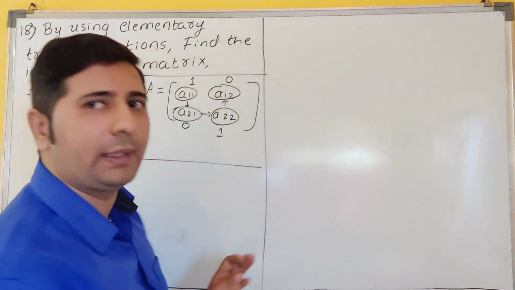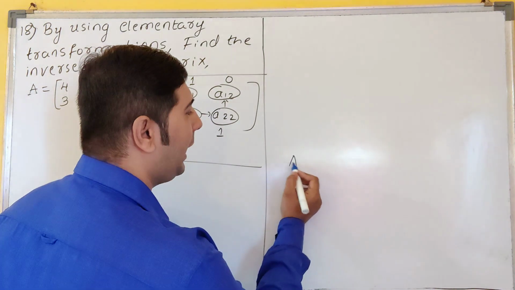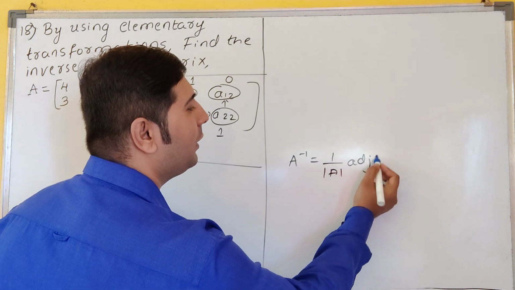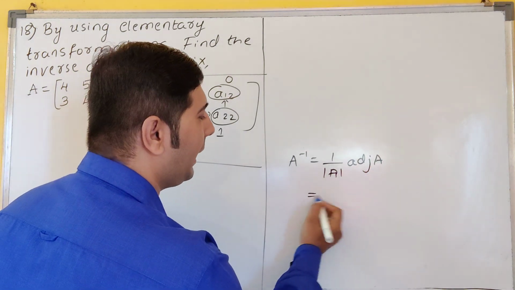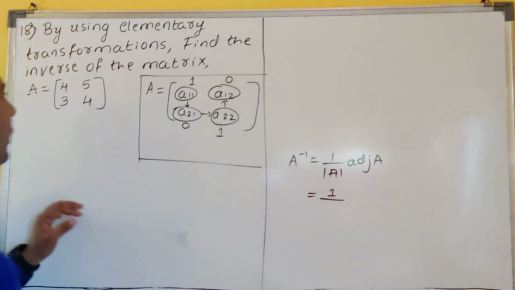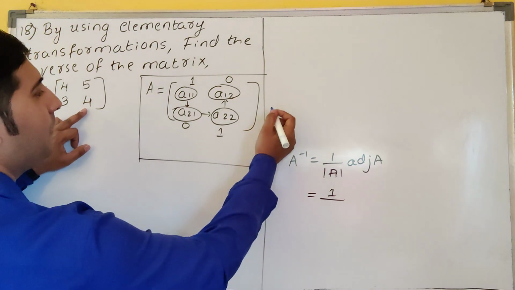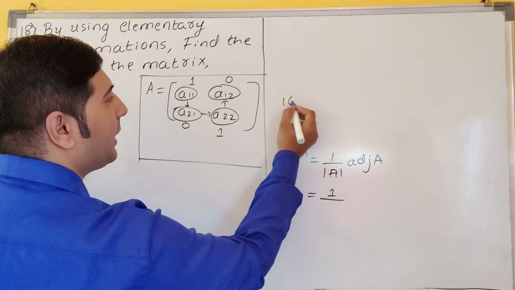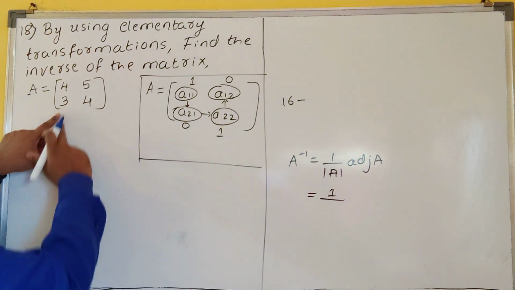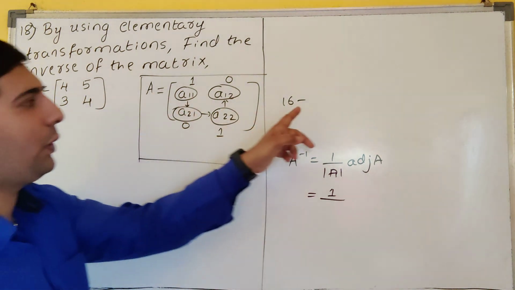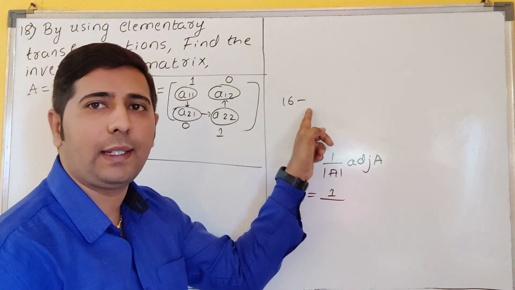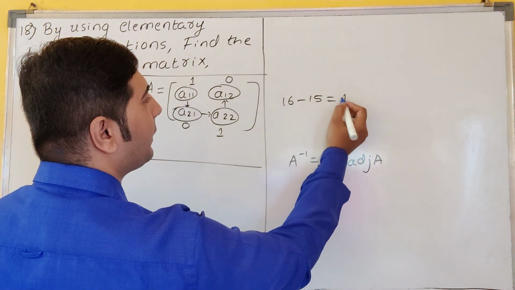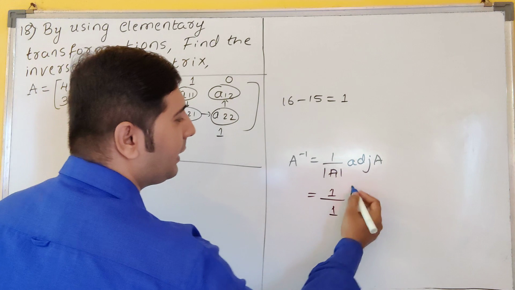Now one more shortcut is there. How to find A inverse using determinants, you know already. A inverse is equal to 1 by determinant A into adjoint of A. So I have to find determinant A. 4 fours are 16 minus, when you are multiplying 3 and 5, 3 into 5 is 15. 16 minus 15 is 1. So you are going to write here.